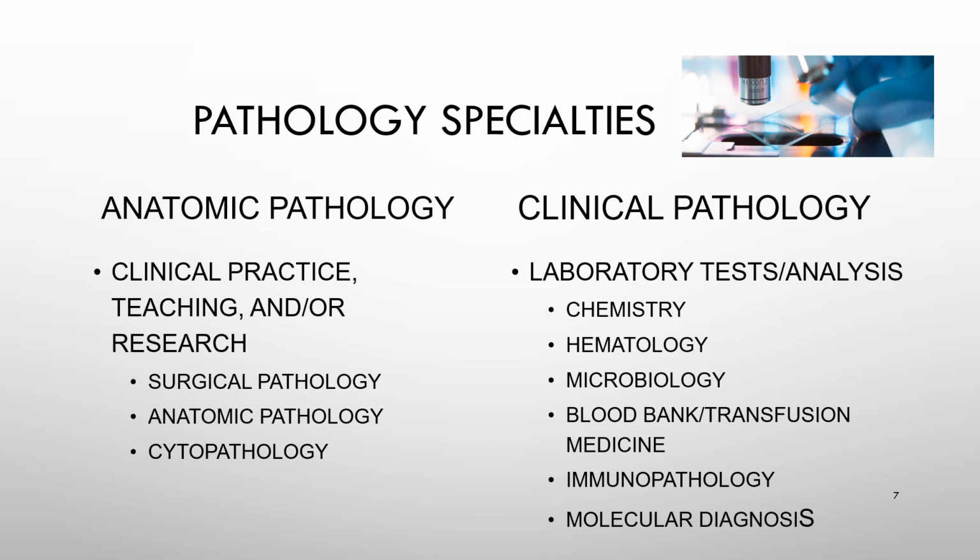On the right side, we have clinical pathology, which deals primarily with laboratory testing and analysis of body fluids rather than tissue architecture. This includes chemistry, hematology, microbiology, blood bank and transfusion medicine, immunopathology, and molecular diagnostics. Even if you don't work directly in those labs, your work overlaps with them constantly, especially as pathology becomes more integrated and data-driven.